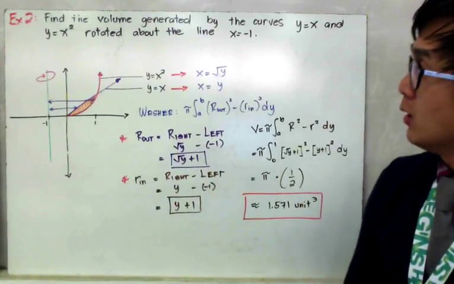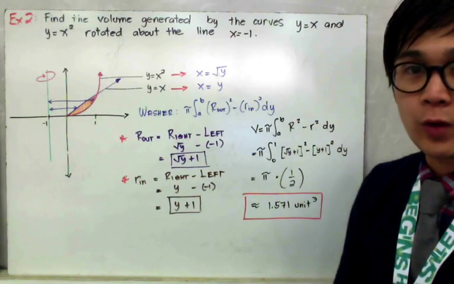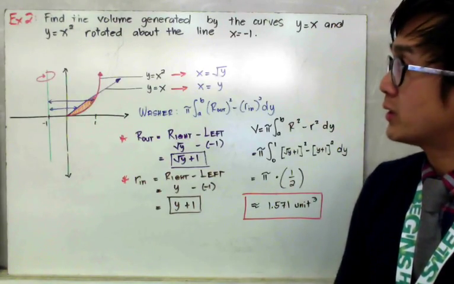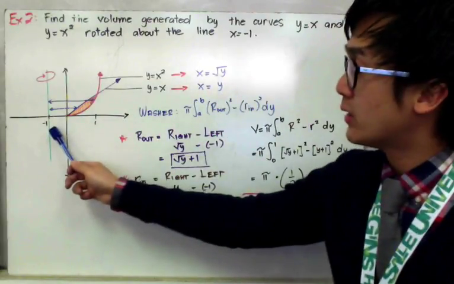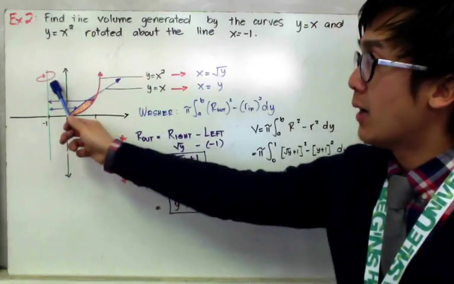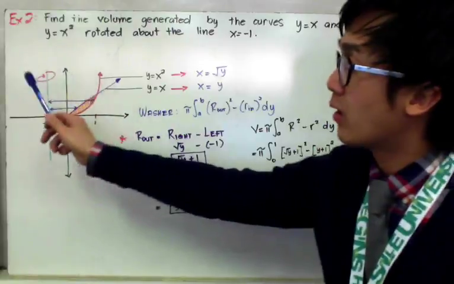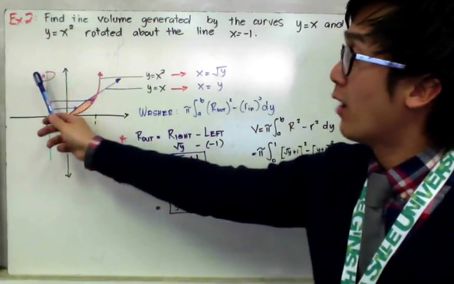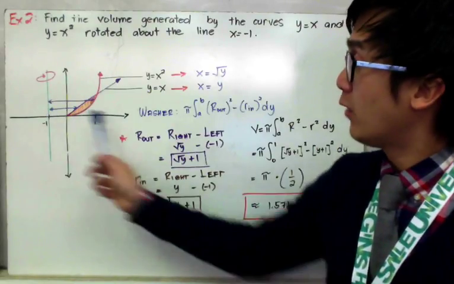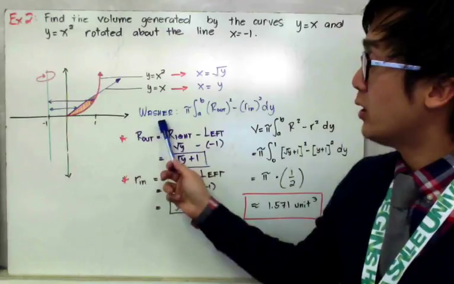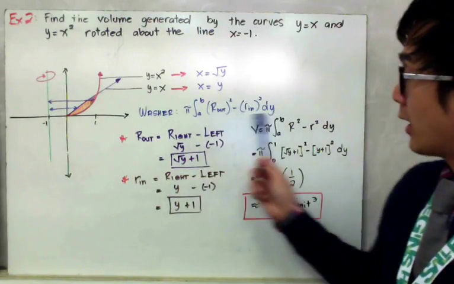Now in this example, we are still using the same functions, which are y equals x and y equals x squared. The only difference is we're going to rotate it about the line x equals -1. And x equals -1 is a vertical line right here, parallel to your y-axis. So if we rotate our figure along the y-axis or along x equals -1, it will create a solid figure with a hole. Therefore, it's going to give us the washer method in finding the volume of our solid figure, given by this formula.